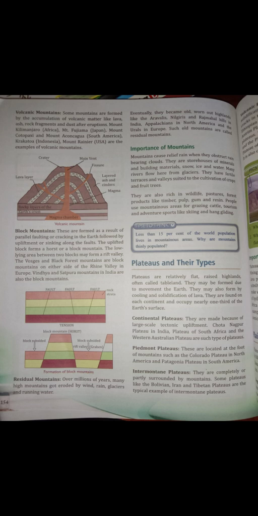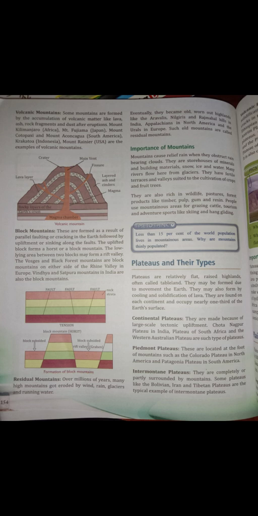Block mountains. These are formed as the result of parallel faulting or cracking of the earth, followed by the upliftment or shrinking along the faults. The uplifted block forms a horst or block mountain. The low-lying area between two block mountains is called a rift valley. So block mountains are generally formed due to the depression or upliftment of the earth's surface, and the uplifted block forms a horst or block mountain. The low-lying area between two block mountains is called a rift valley.